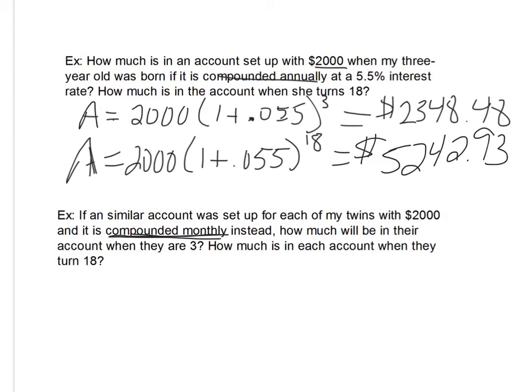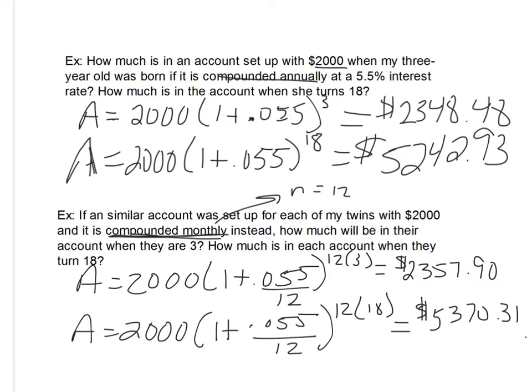You go ahead and try the same thing for my twins, but this time it's compounded monthly. So that means the n equals 12. See how that changes it? You do it, and I'll show you what I get. Pause and try it. Okay, and so this is the answer I get when I do both of those.